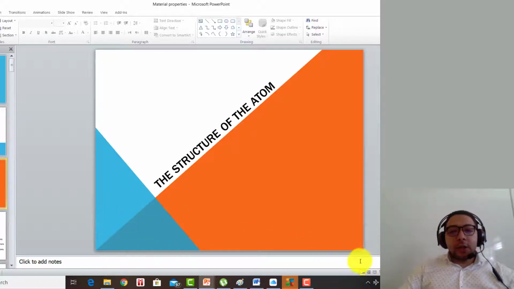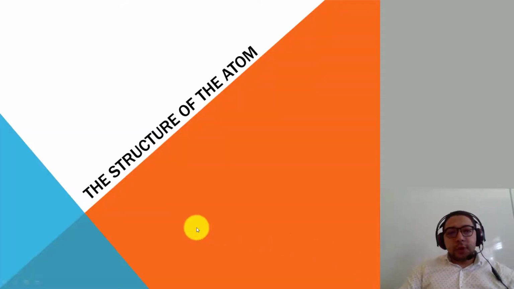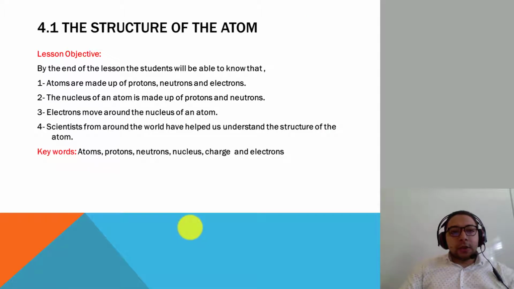As you have taken earlier, we have finished the biology, and right now we're going to start with the unit of material properties. The first lesson is called the structure of atom. The structure of atom is lesson 4.1. In today's lesson, we're going to have 4 lesson objectives.